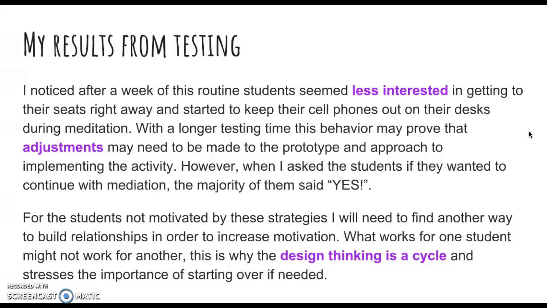For the students not motivated by these strategies, I will need to find another way to build relationships in order to increase motivation. What works best for one student might not work for another. This is why the design thinking is a cycle, and it stresses the importance of starting over if needed.